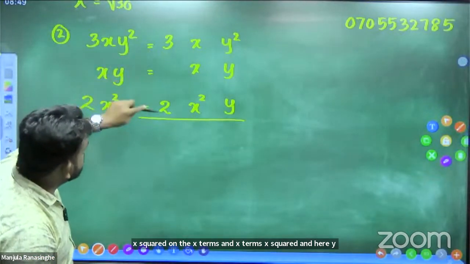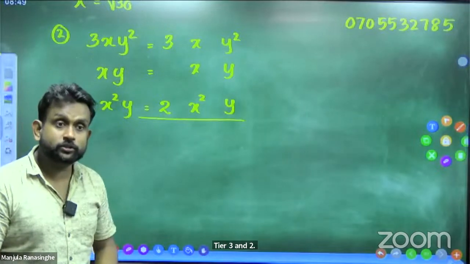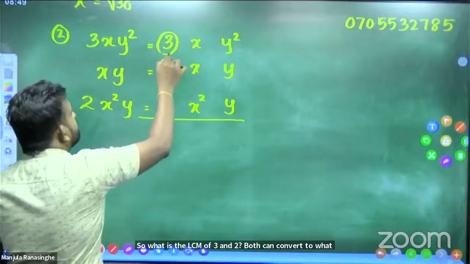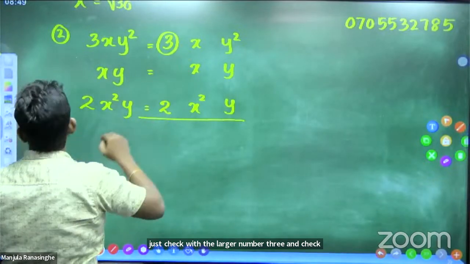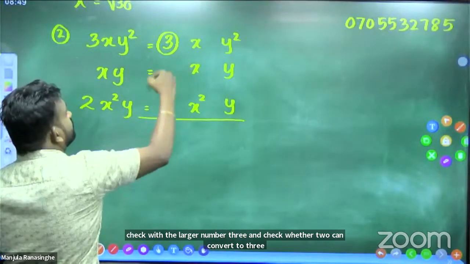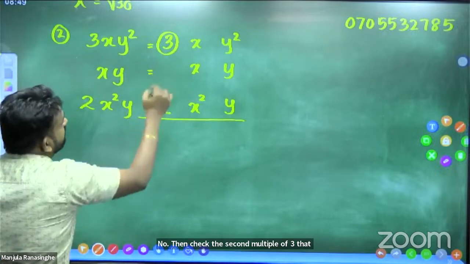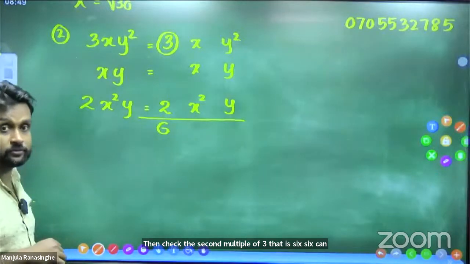Here, 3 and 2. So what is the LCM of 3 and 2? Both can convert to what? Just check with the larger number, 3, and check whether 2 can convert to 3. Can 2 convert to 3? No. Then check the second multiple of 3, that is 6. For 6, 2 can convert. So 6 is the LCM of these two.